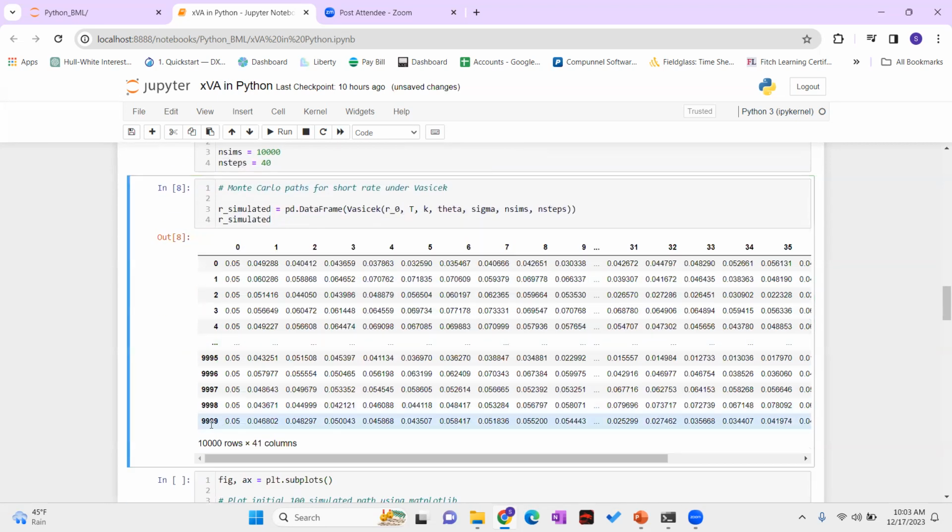So here I have 10,000 simulations. At time t equals 0, the initial short rate is always 5%. And from there, it takes various paths. This is one path. This is another path. Different paths, 10,000 simulations.